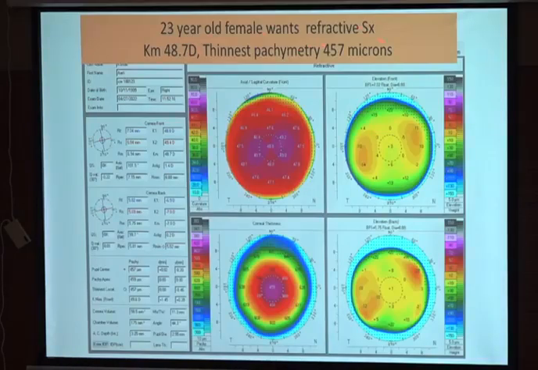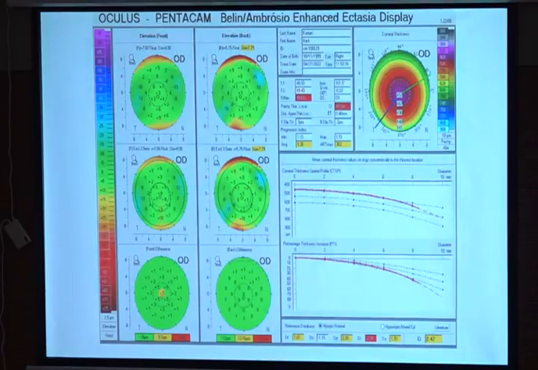So this is a 23-year-old female who wants refractive surgery. Her Km is 48.7. So remember we had that value of 48.7. Her pachymetry is 457. I had told you less than 470 is suspicious. And she has an astigmatism. But you see that there is no elevation. So ultimately it is elevation that we rely on. The Belin-Ambrosio map, this enhanced ectasia detection, is completely normal. There is no abnormality because there is no irregularity on the surface.